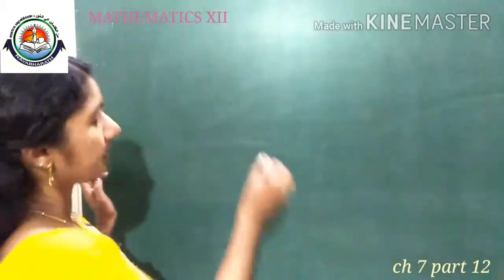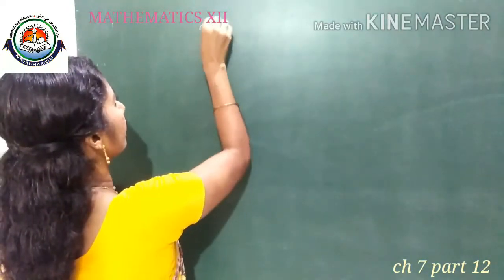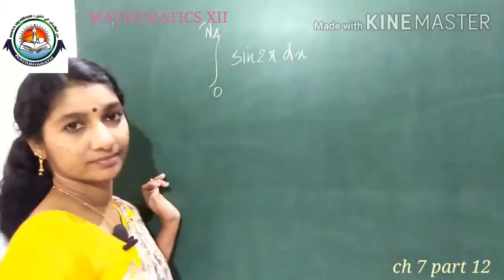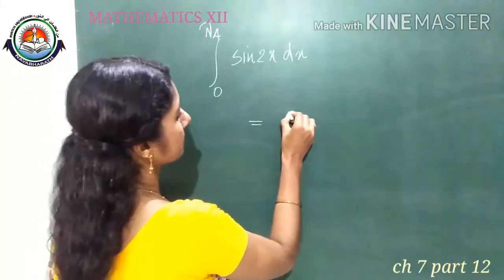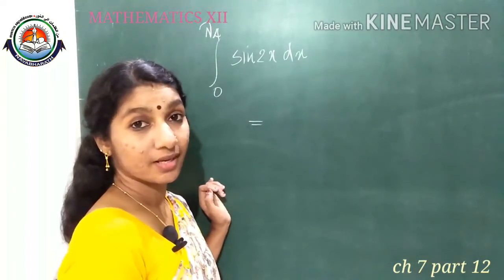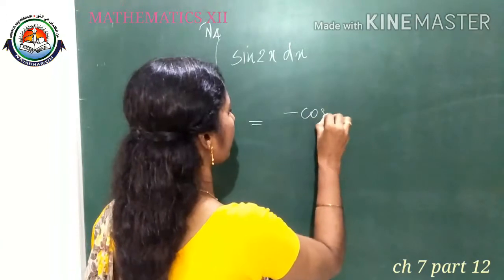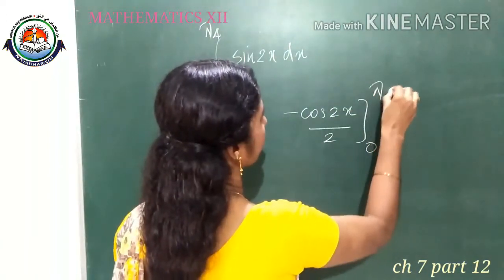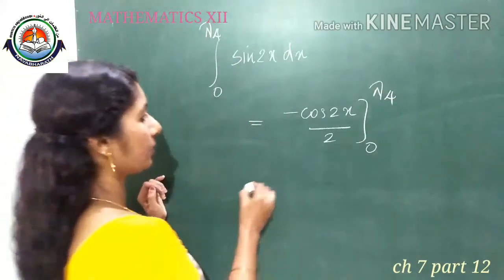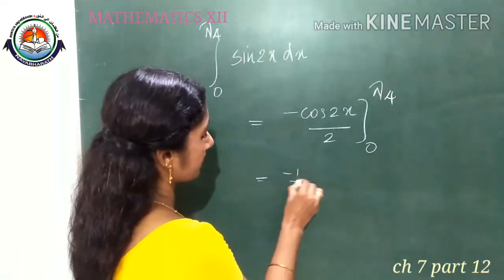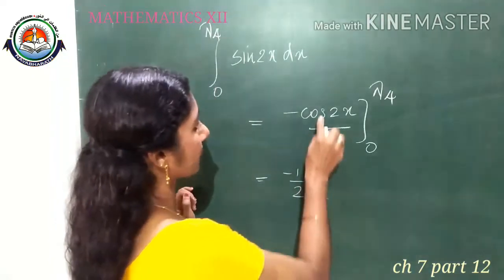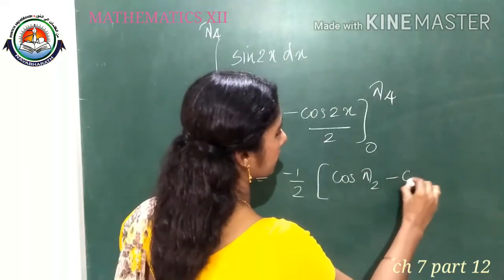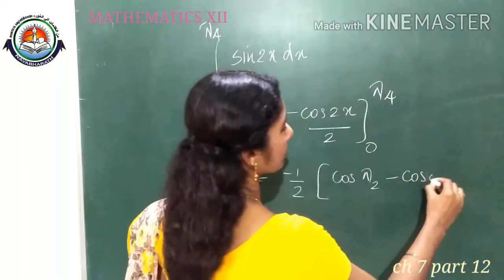Then another one, integral 0 to pi by 4 sin 2x dx. So it is equal to, integral sin 2x dx is minus cos 2x by 2 from 0 to pi by 4. Then give the value, it's equal to minus 1 by 2, I am writing outside, then cos 2 into pi by 4, that is cos pi by 2, minus cos 2 into 0, cos 0.